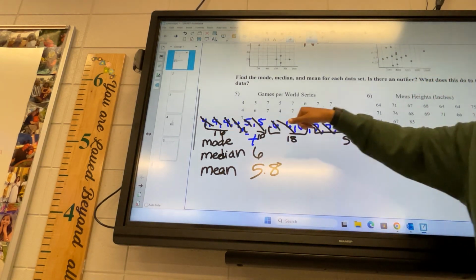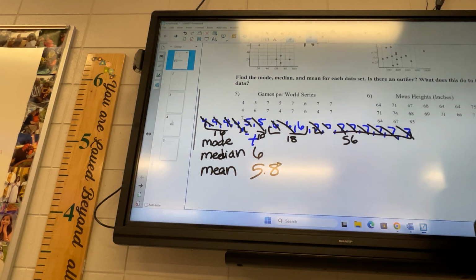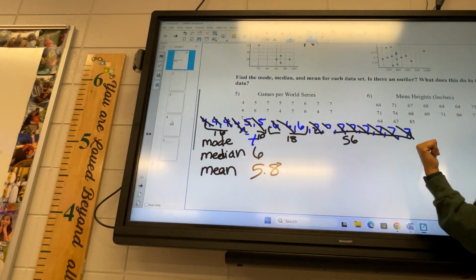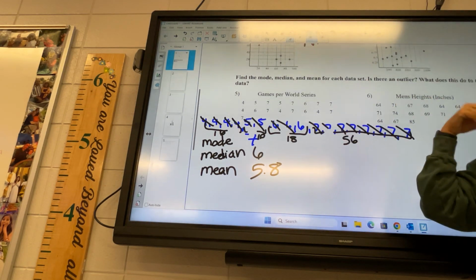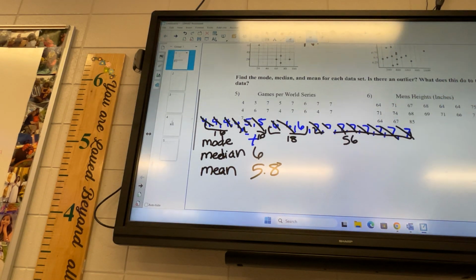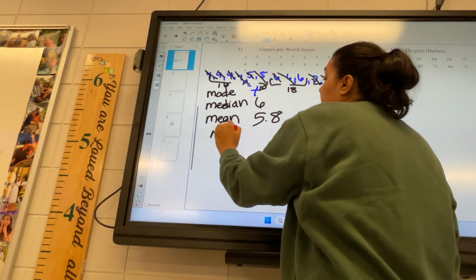4s, 5s, 6s, 7s. So if we have 100 up there, it's not matching. Okay, if I have a million up here and all the other numbers are 7, 6, 5, 4, and I have 1 million. Okay, so is there an outlier? No. Okay, what would this do to the data? Well, what does this do to the data? Okay, if there is an outlier.